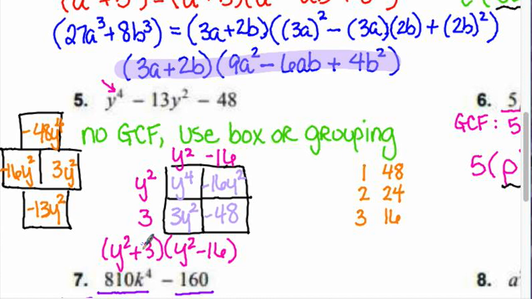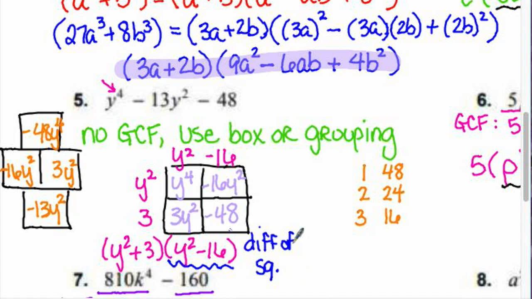So y squared plus 3, that is a binomial. Is that a sum of cubes, difference of squares, or none of the above? Okay, that one is none of the above, so it will not factor further. What about y squared minus 16? Sum of cubes, difference of squares, or none of the above? So that one is going to be a difference of squares because they are both perfect squares.